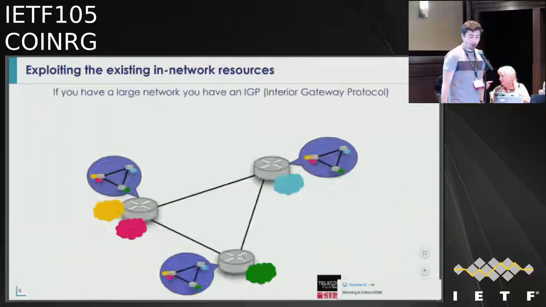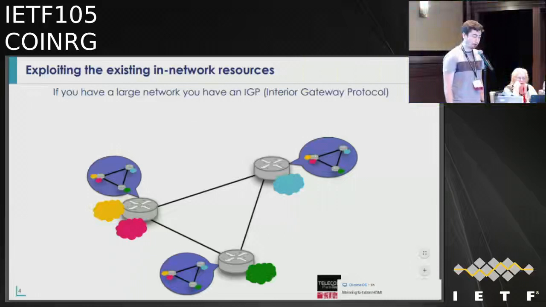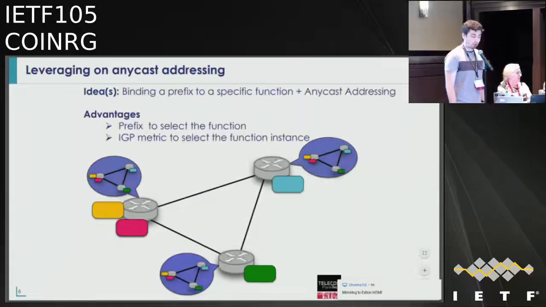So I will quickly remind how an interior gateway protocol works. You have some gateways on which some networks are attached. They exchange some information, and based on that, they build a network view. With this network view, they build a routing table. What we propose is that we can bind a specific prefix to each type of function to make sure that the nodes know where the functions are located. Moreover, if you use some anycast addressing, you are able to match not only a prefix to select the function, but also use the IGP metric to select the function instance a given data flow has to go through.